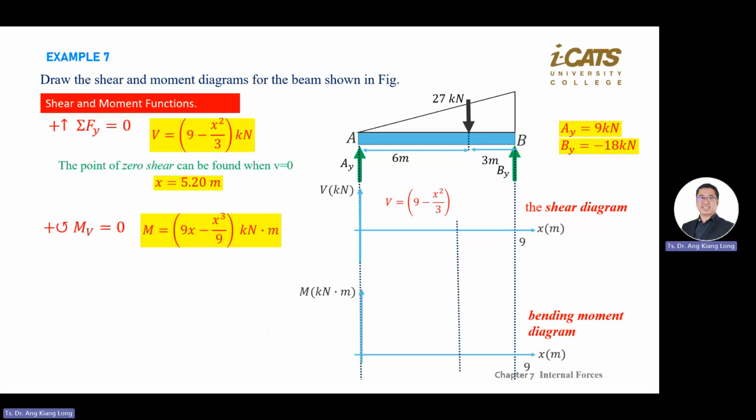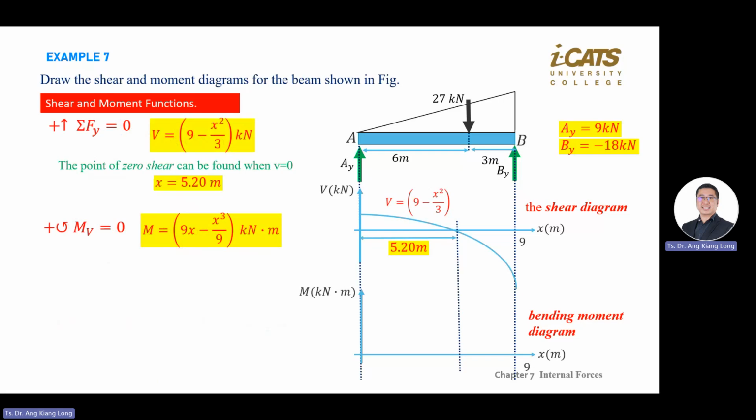Okay, so on the graph here, 5.2 will get 0. Yeah, your shear phase will go through 0 here. Distance 5.2 meter. Okay, what is the value of V here? It is when your x is 0, so this is 9 kilonewton here.